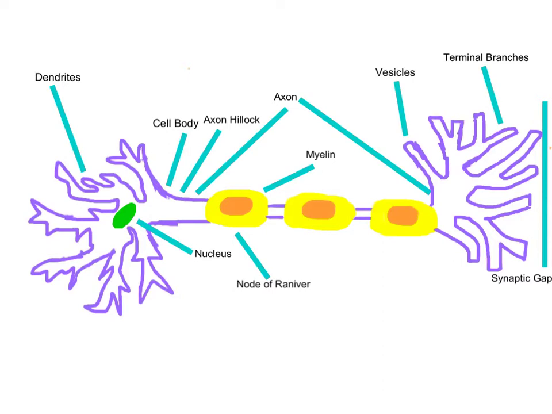The axon terminal and the neuron to which it is attached are sometimes referred to as the presynaptic neuron. Synaptic vesicles store various neurotransmitters that are released at the synapse.